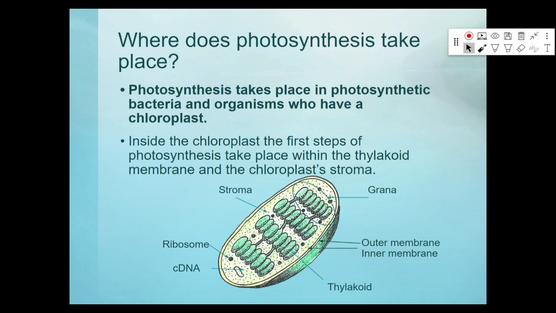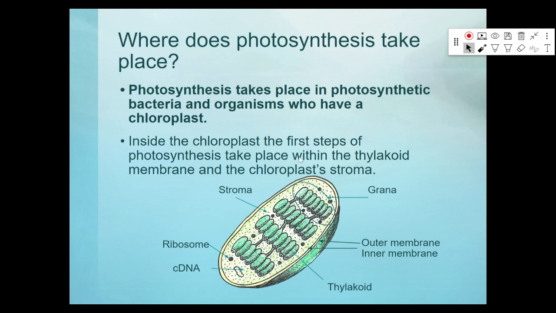Photosynthesis takes place in photosynthetic bacteria. So if you hear of something called cyanobacteria, it usually has chloroplast in there. And if you look at it through a microscope, you can see those green organelles there. Organisms who have chloroplast are going to photosynthesize. And unfortunately for us, we don't have these, so we can't make food out of sunlight.